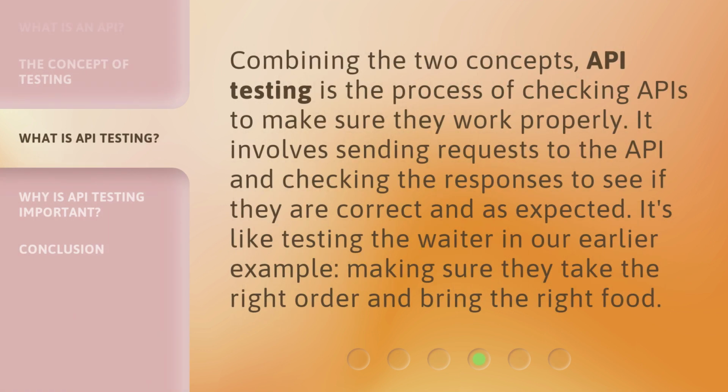Combining the two concepts, API testing is the process of checking APIs to make sure they work properly. It involves sending requests to the API and checking the responses to see if they are correct and as expected. It's like testing the waiter in our earlier example, making sure they take the right order and bring the right food.